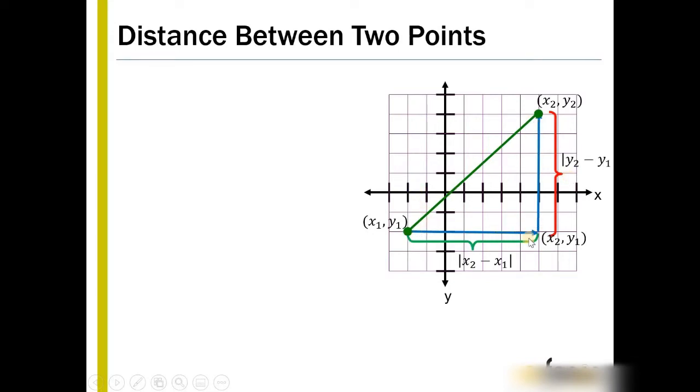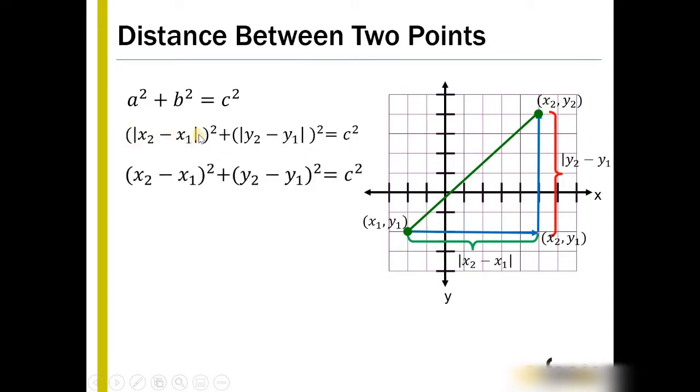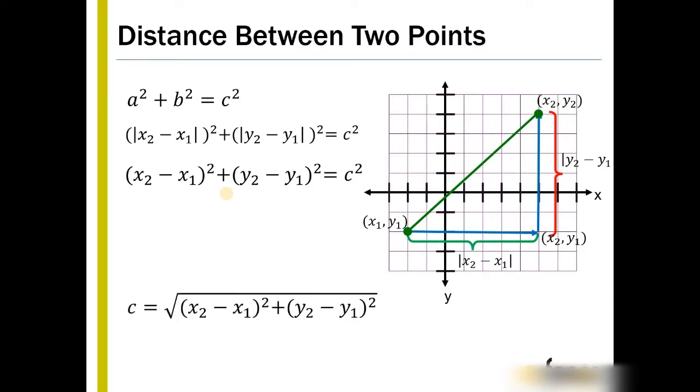So now we have two sides of a right-angled triangle. We can use Pythagoras' theorem. A squared plus b squared equals c squared. So this means that the absolute value of x2 minus x1, squared, plus the absolute value of y2 minus y1, squared, equals c squared. But now we can remove the absolute value signs because when you square something, it's always positive anyway. So (x2 minus x1) squared plus (y2 minus y1) squared equals c squared, and then we can square root everything. C is the square root of (x2 minus x1) squared plus (y2 minus y1) squared. This is called the distance formula.